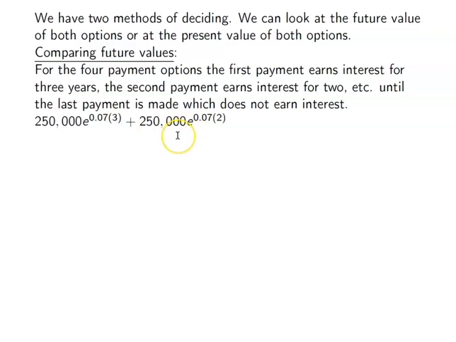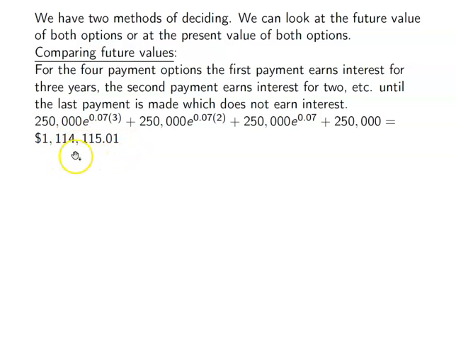The second payment earns for 2 years until I get the last payment. The third one only earns interest for a year, and then I get that last payment, and that's it with the potential future values. So when I actually add these all up, it comes to a little bit over a million. Well, a lot more than a million. It's $1 million and 100,000 and some change. That's pretty good.